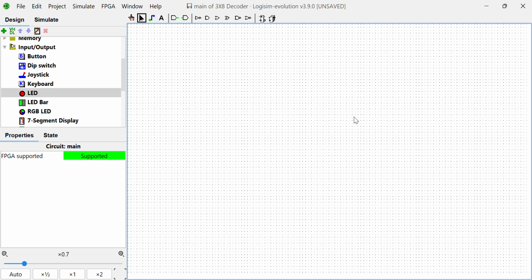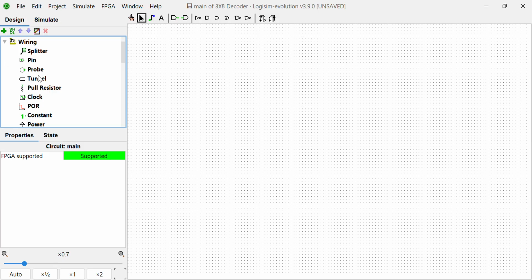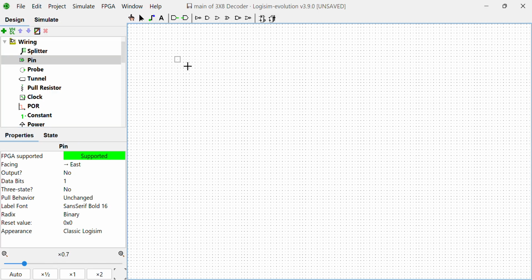Okay, so we are going to do the 3 by 8 decoder, and when we talk of 3 by 8 decoder, we are talking about 3 inputs and 8 outputs. And in decoders, the output is usually more than the inputs. So here we are drawing our input pins. So we are just copying and pasting. So we'll be having 3 input pins.